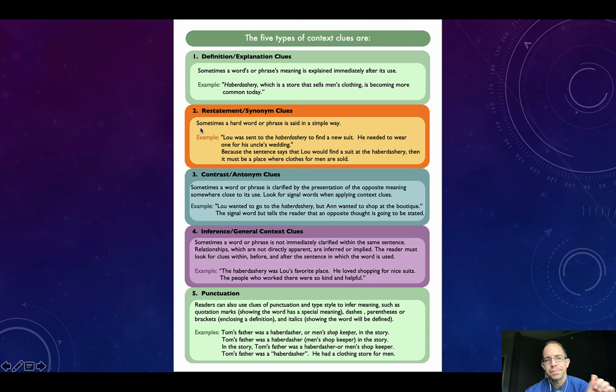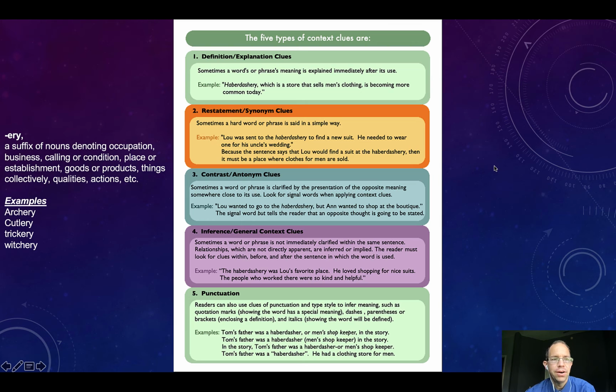Now the next one, let's say there are no context clues, then we've got to go to that word part piece, right? As I've included here, there is a suffix, the "-ery" in haberdashery. And since I taught my students about these, I would know that "-ery" denotes occupation, business, calling or condition, place or establishment, goods, products. I give examples like archery, cutlery, trickery, witchery. So I look at haberdashery and think, oh, it has something related to occupation, businesses, buying products, things like that.